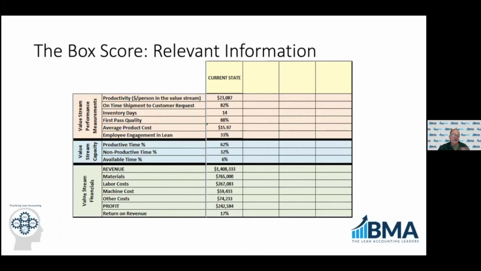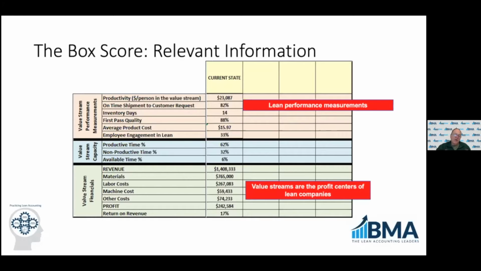We call this the lean accounting box score. It's comprised of three elements. One is lean performance measures. How is a value stream or process performing using lean focused measures? Lean measures are different than traditional or conventional measures. So again, we're aligning our performance measurements with lean thinking so we can get good, reliable information.